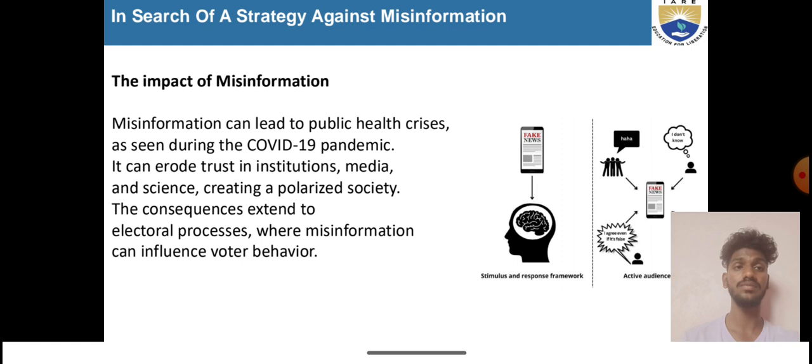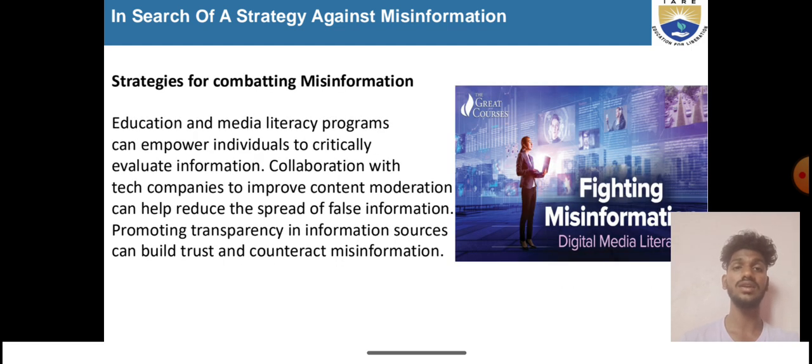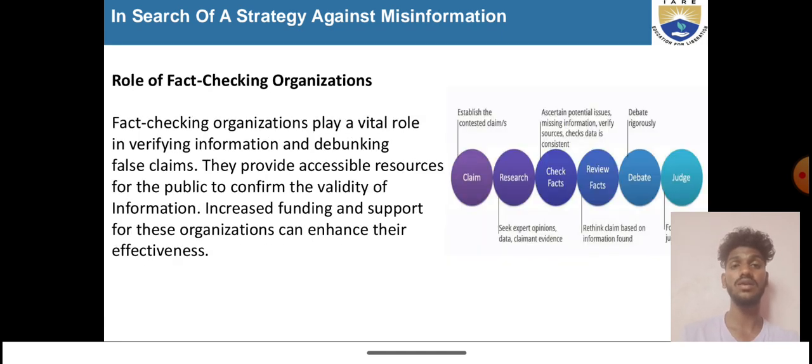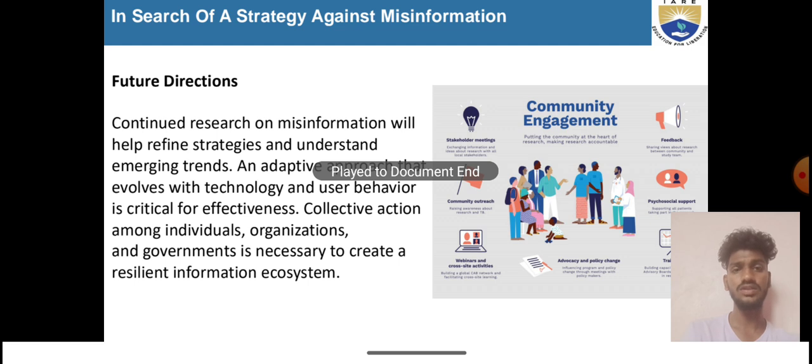We will discuss it here. Next, strategies for combating misinformation. What are the strategies? We will discuss here. Next, the role of fact-checking organizations. What is the role of fact-checking organizations? The organizations' role in fact checking we will discuss here. Next, future directions. What are the future directions? We will discuss here.